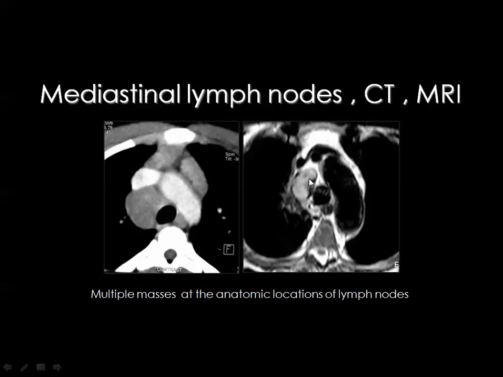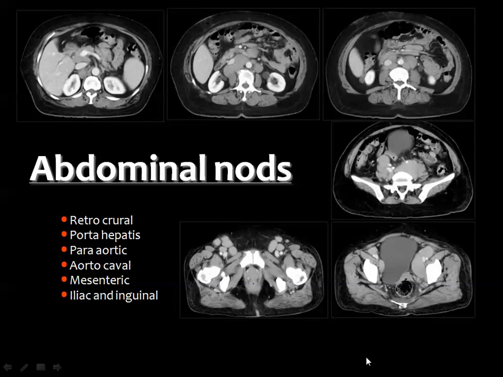And lymph nodes in the abdomen are located behind the diaphragmatic crura, and these are known as the retrocrural nodes. Also seen in the porta hepatis, the para-aortic, and the aortocaval between the aorta and the IVC. This is a group of lymph nodes. Mesenteric lymph nodes are arranged around the root of the mesentery, and iliac lymph nodes are seen around the common iliac arteries and also in the region of the internal and the external iliac arteries. And finally, you see the inguinal group of lymph nodes.